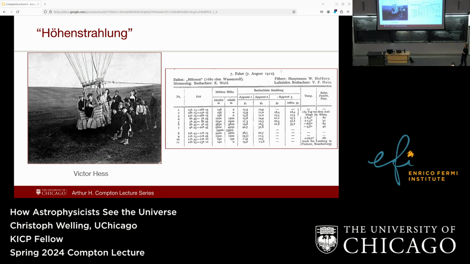But this was at the time the first observation that you have some kind of radiation that's apparently coming from above, or that's at least more common the further up you are. But with these electroscopes, really all you could measure is how much radiation you have on average.